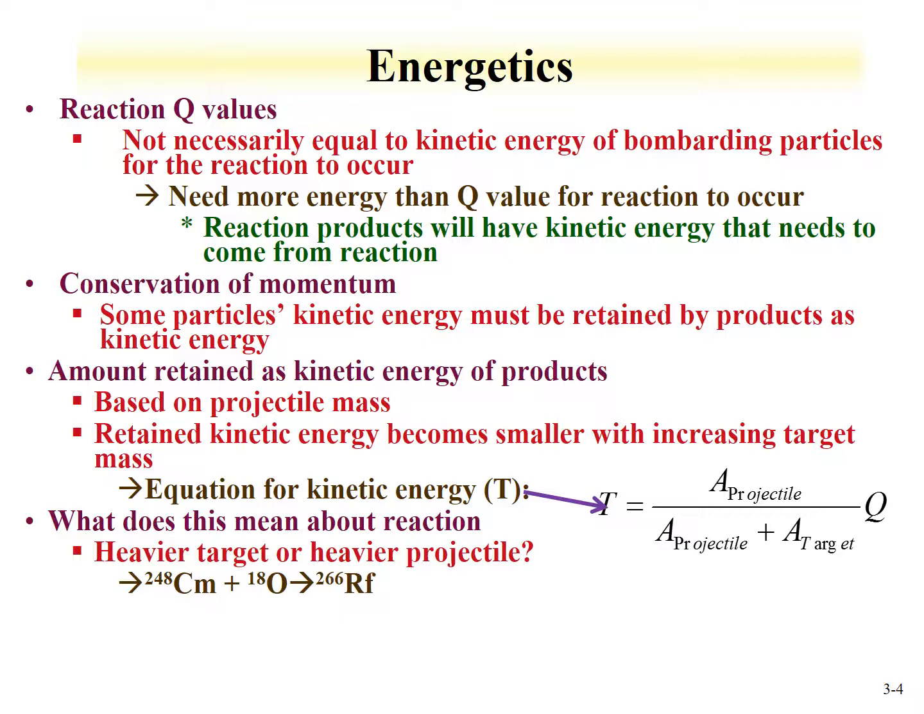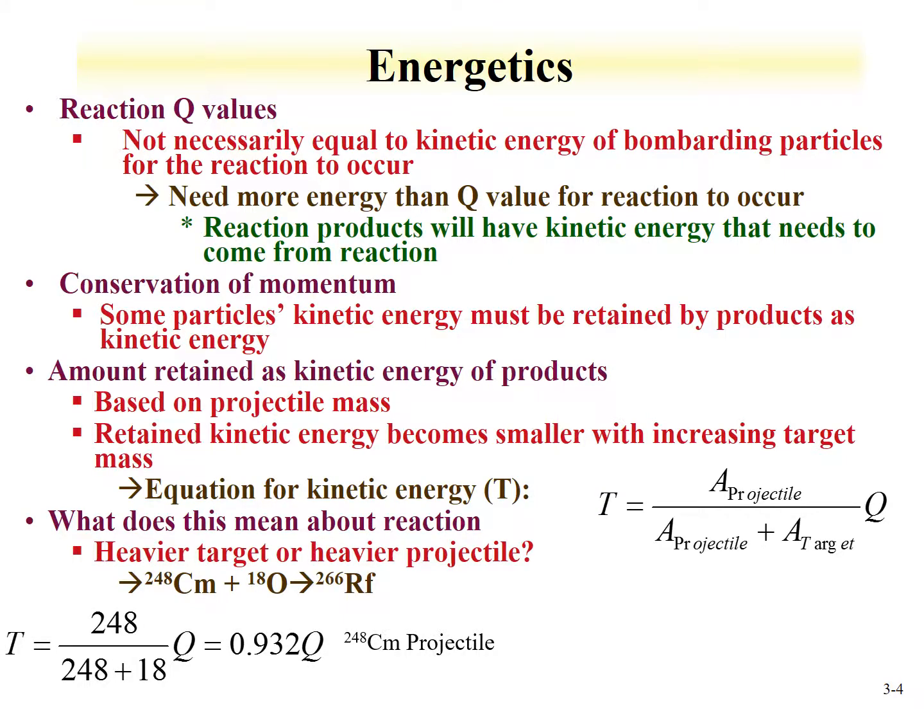Let's make this a relatively straightforward reaction. Curium plus oxygen-18 going to rutherfordium-266. What does this mean if I either accelerate oxygen into a curium target or curium into an oxygen target? Well, if I accelerate the curium into an oxygen target, I use the curium as a projectile, this value, this kinetic energy, is about equal to the Q value.